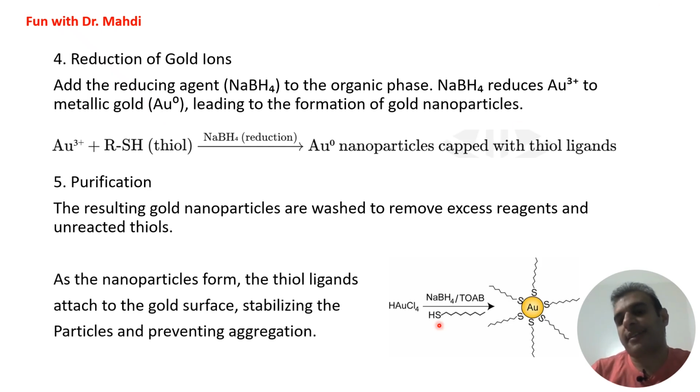If you would like to see a general schematic of the Brust-Schiffrin method for nanogold synthesis, we need to use chloroauric acid, sodium borohydride as a reducing agent, tetraoctylammonium bromide as a phase transfer agent, and dodecanethiol as a stabilizing agent. After that we will synthesize nanogold with thiol ligands on the surface, which are very stable, and because of the thiol ligands, they prevent aggregation.